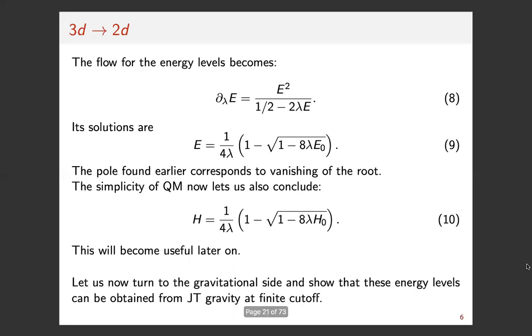Okay, so that was the quick way of getting this deformation and learning about the energy levels in the deformed quantum mechanics theory. Now I want to switch gears a little bit and go to the gravitational side of the story and show that the energy levels 9, with an appropriate identification for lambda and E naught, are those that you get from, say, putting an AdS2 black hole in a box of finite size, finite radius. So before I go there, any questions about this quantum mechanics deformation? All right, let me go on.